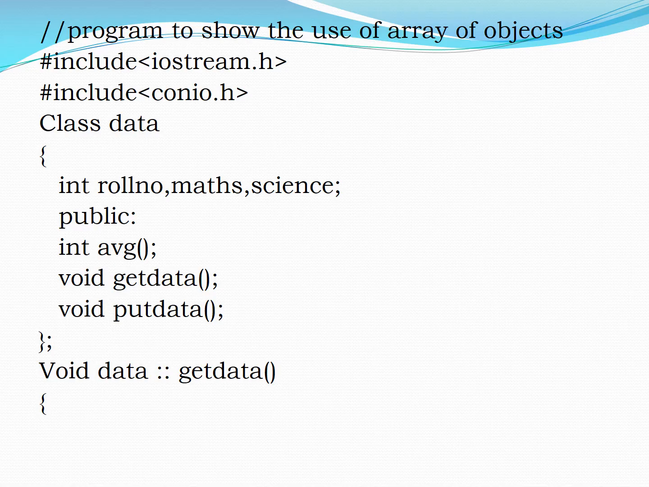Now, what is the process in this program? We are going to get the data: the roll number and two subject marks, mathematics as well as science. After getting it, I'm going to display it, but before displaying it I need to find an average. So in total I have three data members, that is roll number, maths and science, and three member functions: average, get data and put data.